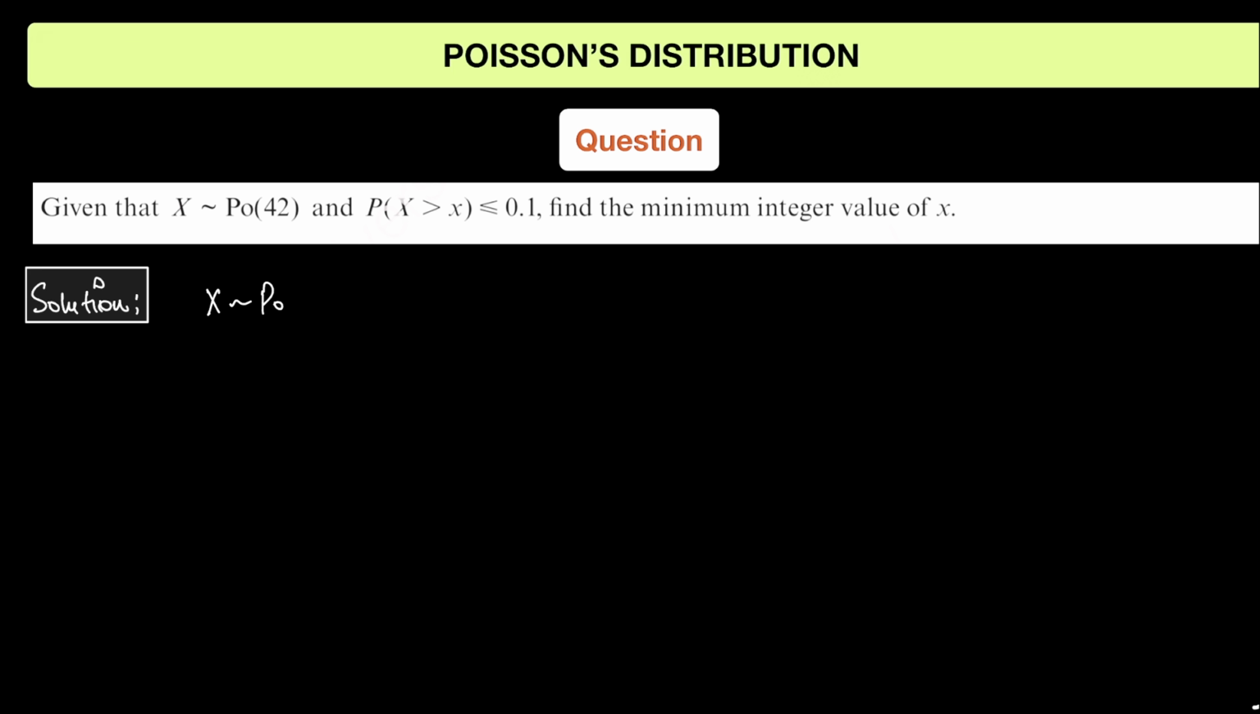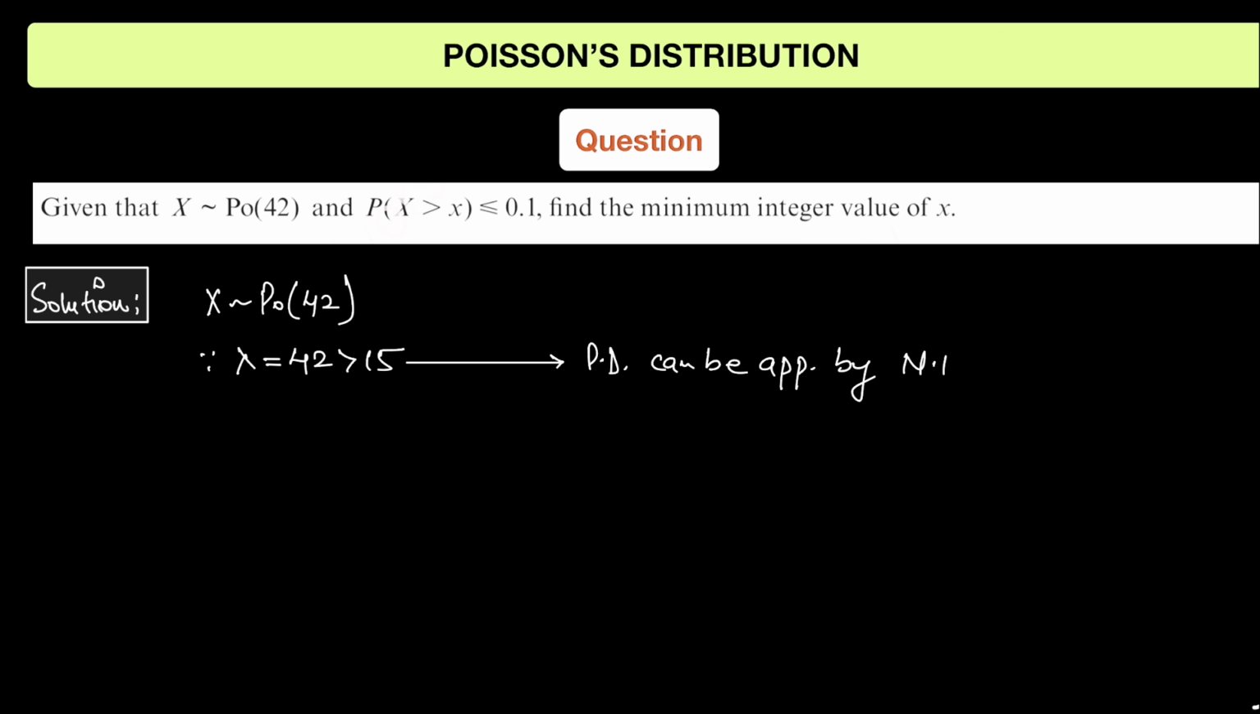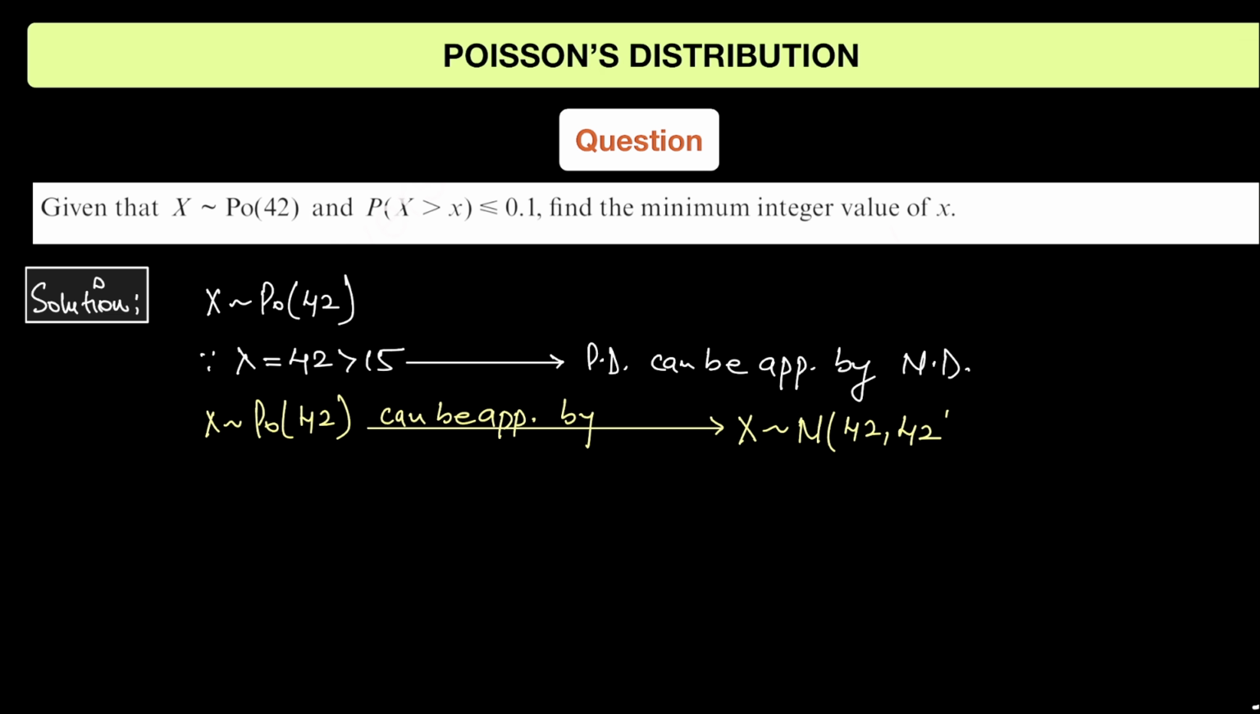So X is actually following a Poisson distribution with mean 42, and since lambda equals 42, which is greater than 15, I will say the Poisson distribution can be approximated by using a normal distribution. We will apply continuity correction and write that it can be approximated by a normal distribution, where the mean is going to be 42 and the variance is going to be 42.